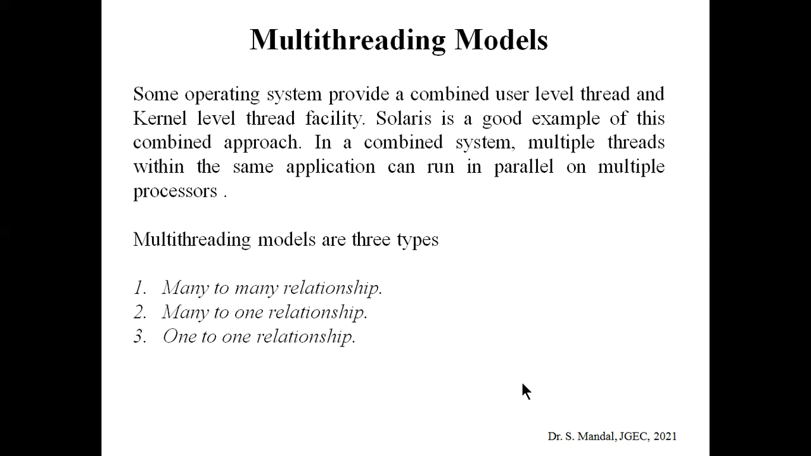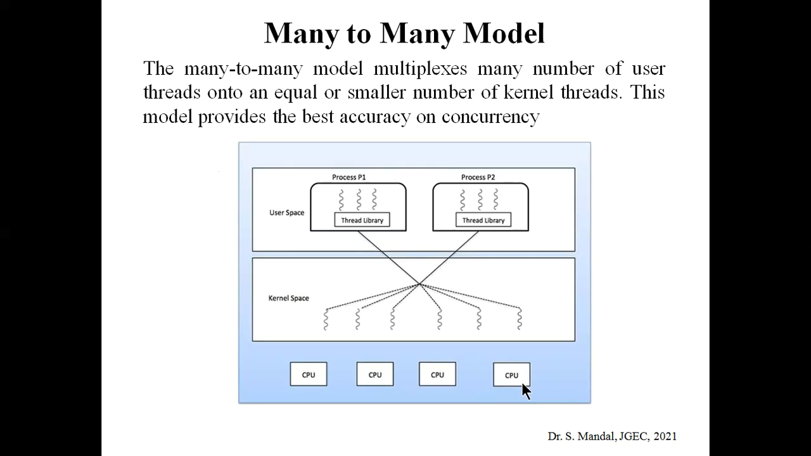Now multi-threading models are basically three types. First one is the many to many relationship, second one is many to one relationship, and third one is one to one relationship. So now let's see. This is the block diagram of the many to many model. Here you can see that this is the user space where user level threads can be created, and to create those threads, we need a thread library.